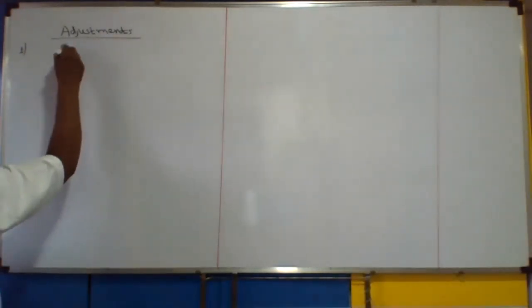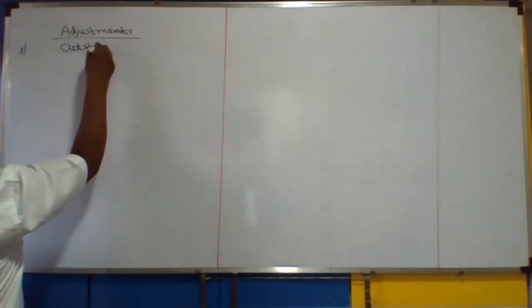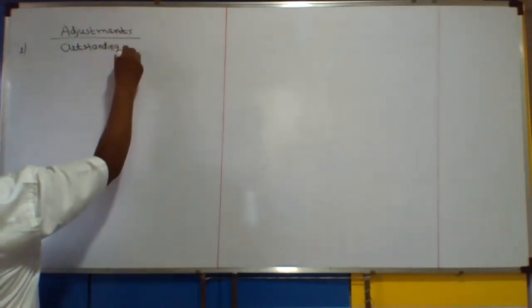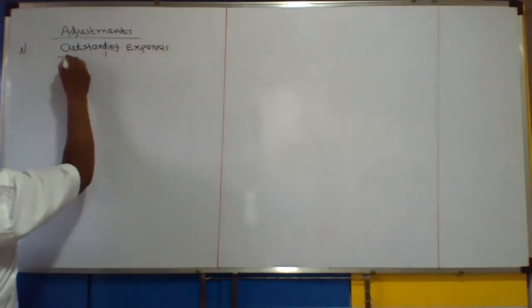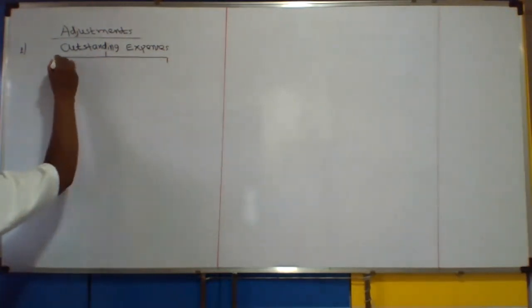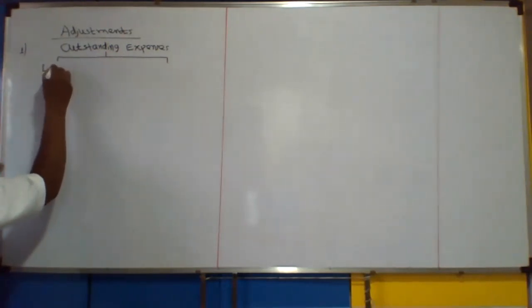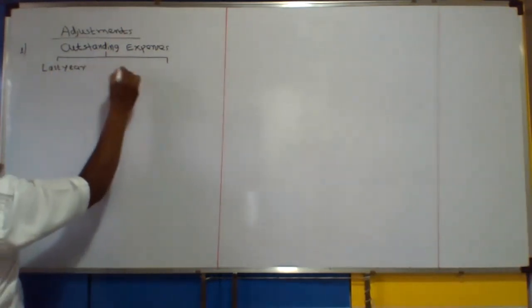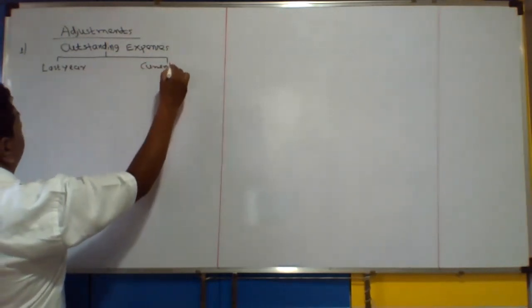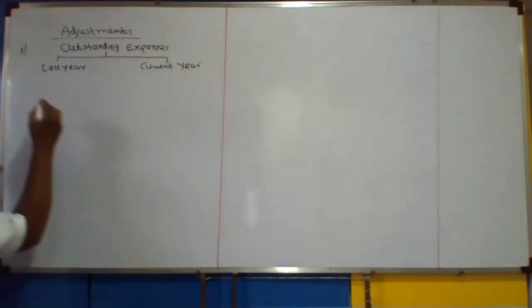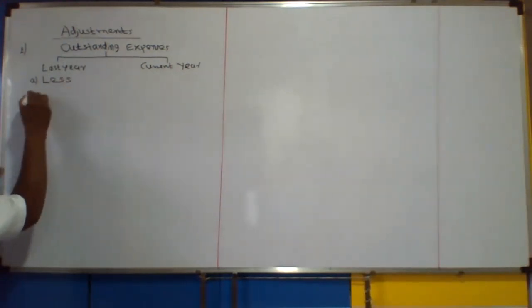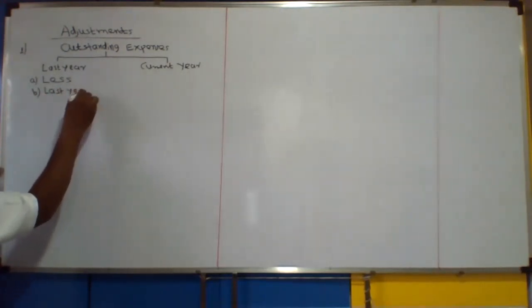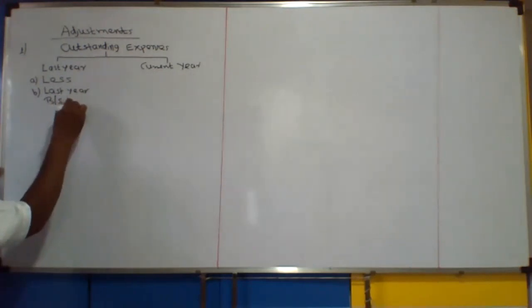Okay, number 1, outstanding expenses. A small chart will come like this. Last year and current year. So what are the effects of the same? Last year outstanding less, while last year balance sheet liability.